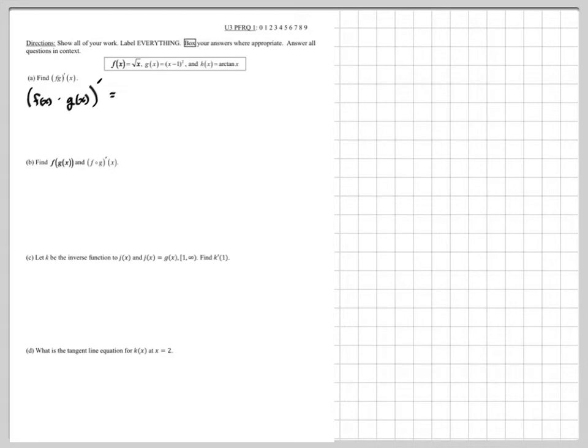Okay, first of all, when the two function names are written right next to each other, it means multiplication. So we're going to take the derivative of this using the product rule. And don't forget to do that. You have to take the derivative of each one. It's like they're taking turns.